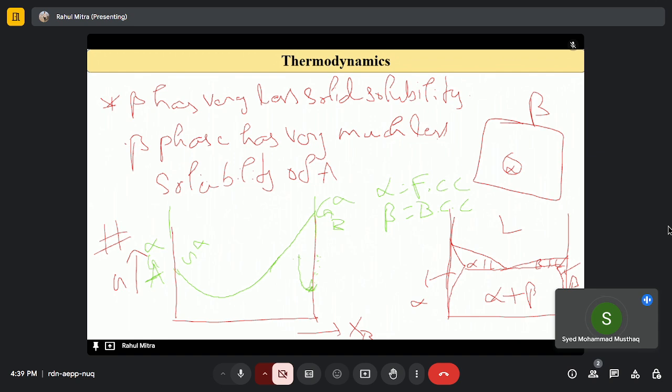Now this point will touch somewhere there. It will have the pure. So let's talk about this point where the beta G curve touches at xB equal to 1. That will be our free energy of pure B in beta crystal structure, and the other extremity will touch at free energy of pure A in alpha crystal structure.